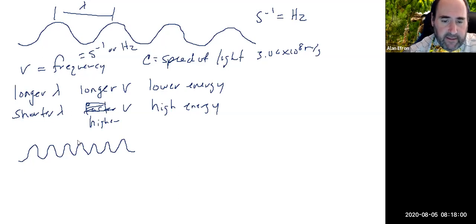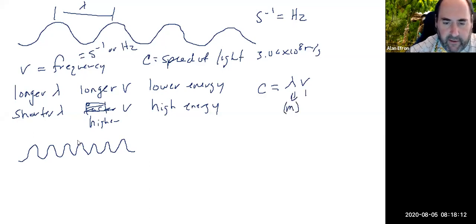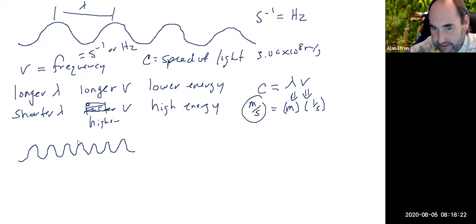For waves, basically the speed of light is equal to the wavelength times the frequency. And in terms of units here, the wavelength is typically in meters. Our frequency is usually in 1/seconds. And that's why when we do the speed of light, it is meters per second in terms of the units associated with this.